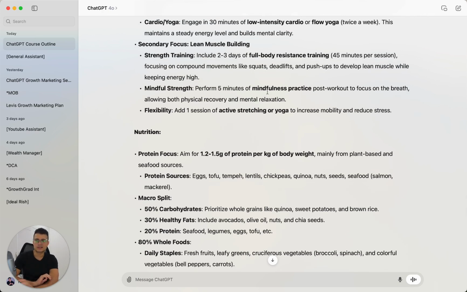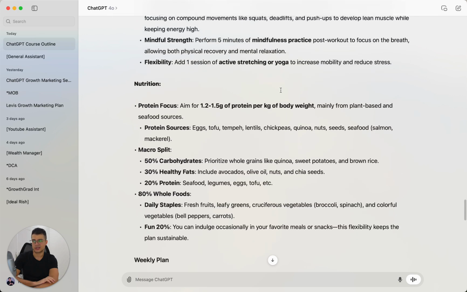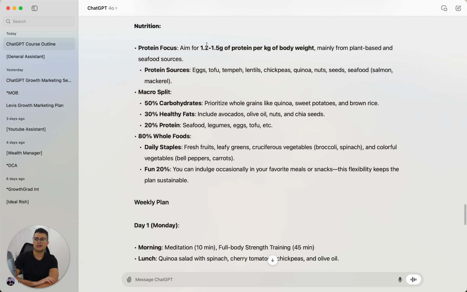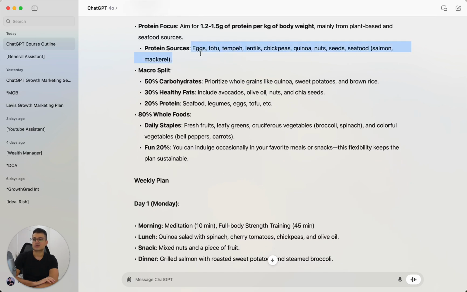And then it has the focus on the mindfulness and flexibility. So one session of active stretching to increase mobility. Then it comes to nutrition, where it's targeting 1.2 to 1.5 grams of protein per kg of body weight. So the protein sources are eggs, tofu, tempeh, lentils, chickpeas, salmon, seafood.